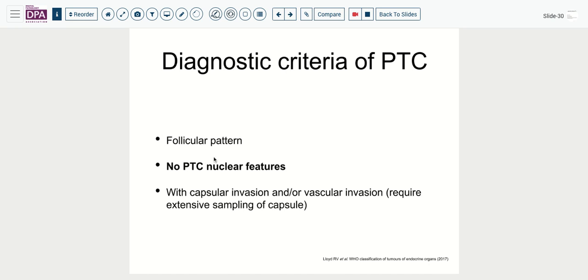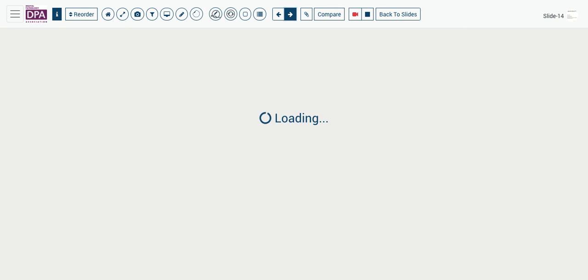What we see is a follicular pattern, absolutely no papillary thyroid nuclear features, and capsular or vascular invasion, which again requires very extensive sampling of that capsule. And this invasion can be either localized, a single focus sort of thing, or what's termed minimally invasive, or more extensively present, and then in which case it's called widely invasive.